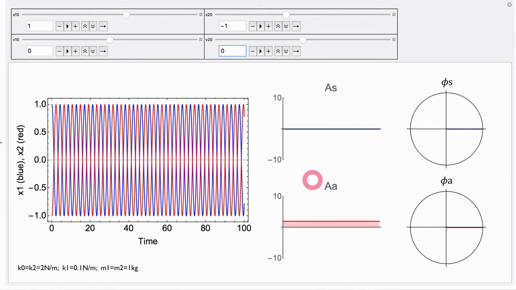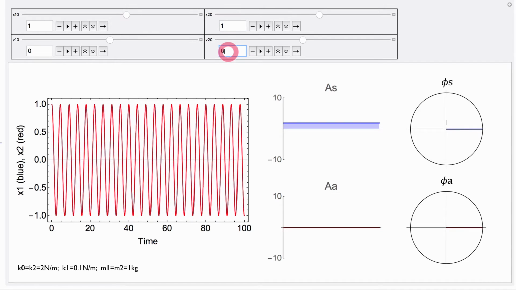This is just exciting the antisymmetric mode. The symmetric mode has not been excited at all. You can see its amplitude here is 0. If we now start with the symmetric condition, so both masses are displaced equally by 1 unit, then we see the motion of the masses is identical, it's overlapping, and this is just the symmetric mode excited. And you can see here also the frequency is a little lower than the antisymmetric mode.